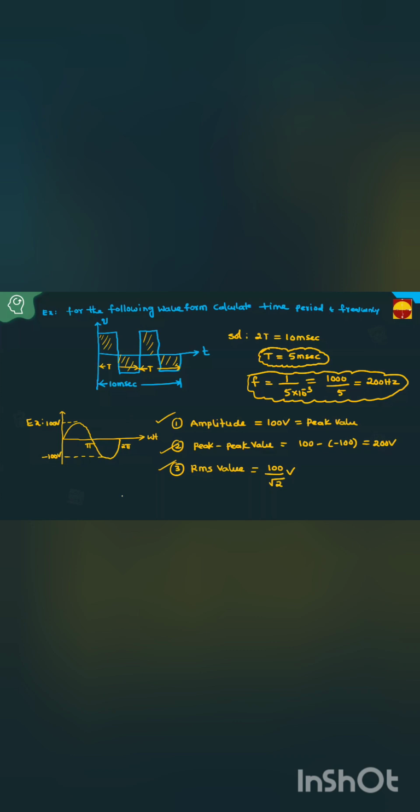It is about some introduction with respect to sinusoidal steady state analysis. Why AC supply is preferable? Why sinusoidal is preferable? What are the terms related to AC analysis? Then how to calculate time period and frequency, how to calculate peak value and RMS value of sine waves. The next concept is very important.